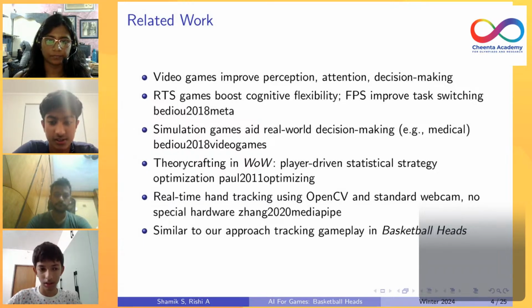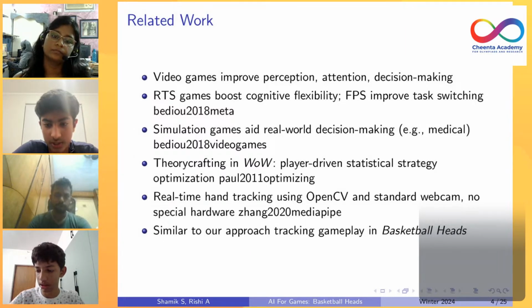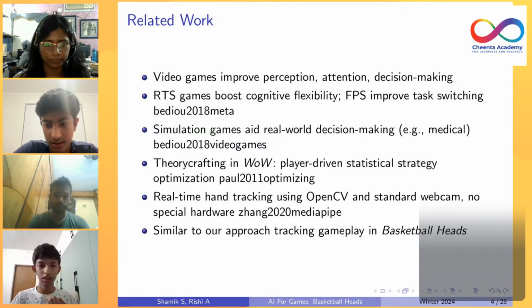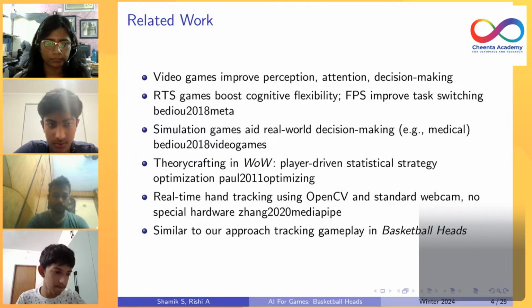Paul and his colleagues in 2011 introduced the idea of theorycrafting in World of Warcraft, exploring how players use data modeling to refine their strategies while playing the game. We are applying the same logic to Basketball Heads, transforming our instinct-based play into a data-driven approach. Zhang and his colleagues in 2020 also proved an effective hand tracking technique that could be done with just a standard webcam and OpenCV code. This showed us that it is possible to extract useful motion data from something as basic as screen recording without expensive sensors or tools.